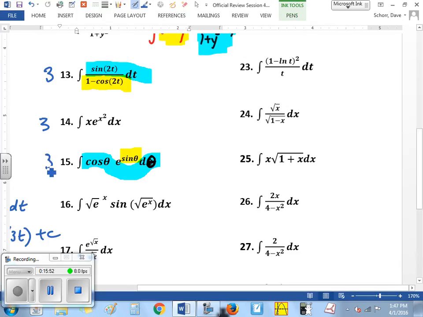Okay, the next one's kind of confusing. We have square root of e raised to the x power, and then we have the square root of e to the x. But don't be fooled, they're the same thing. E to the rad x, I meant to say, I said that wrong.